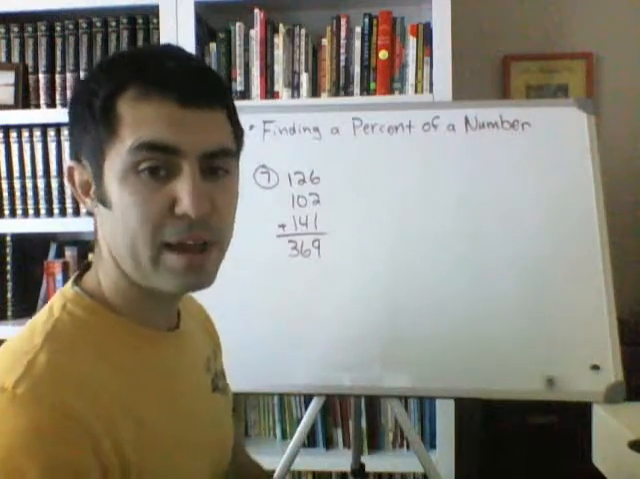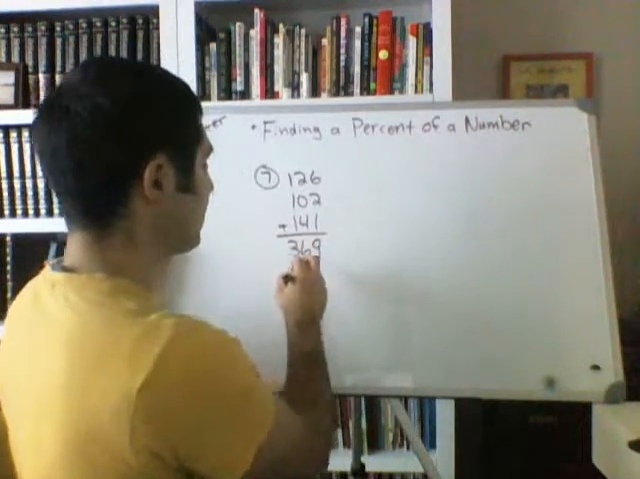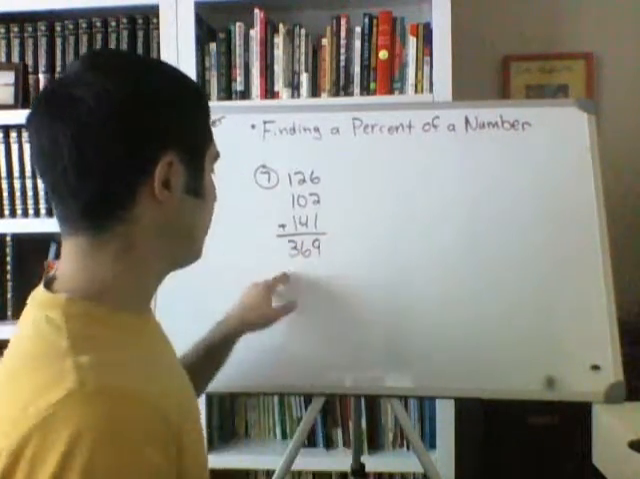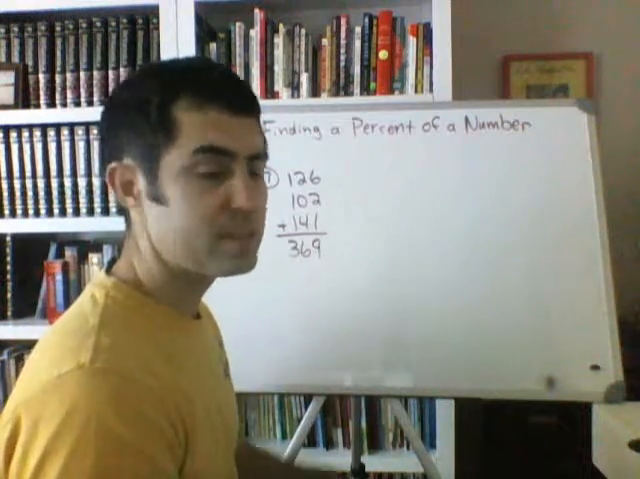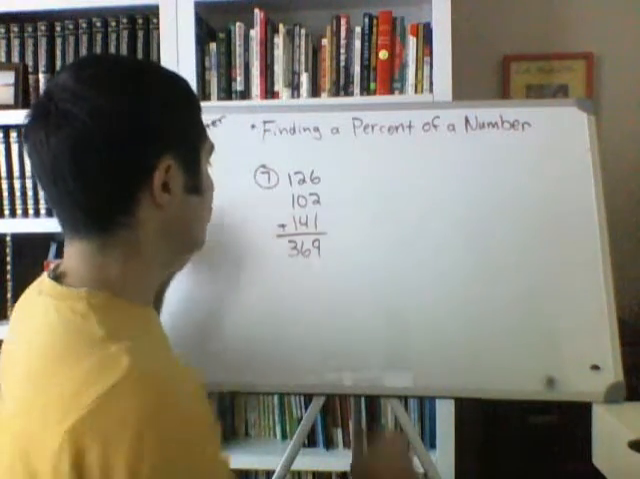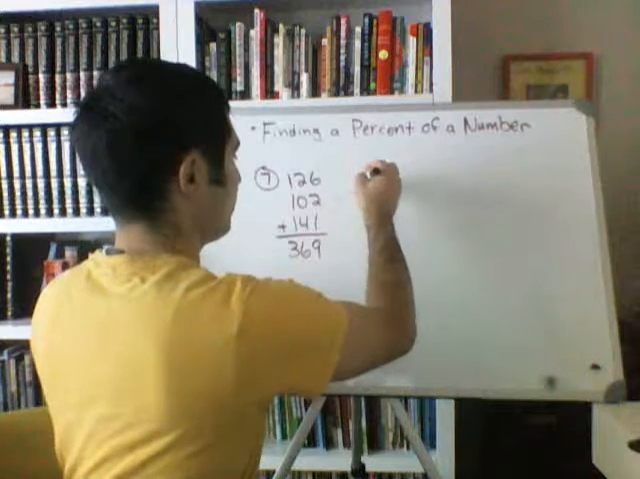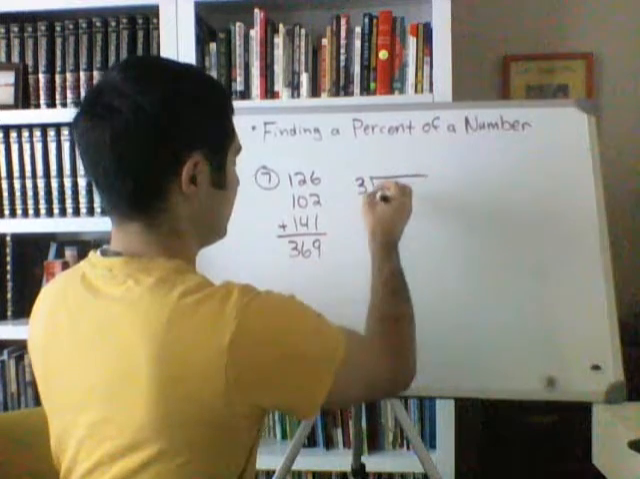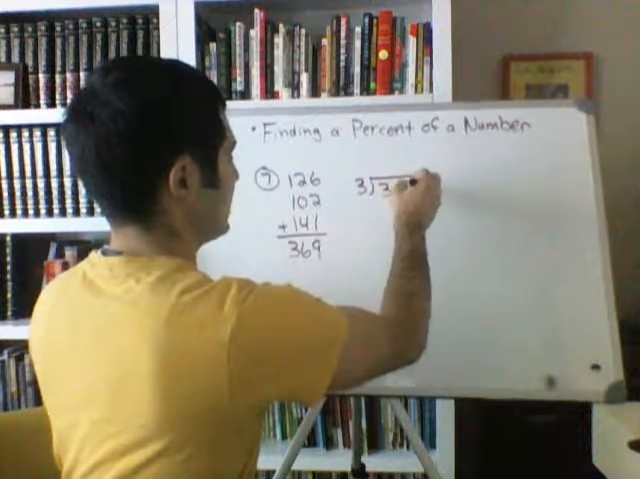Step 1, we've added them up. Step 2 is you take the number. He didn't bowl 369 in one game. That's not his average. That's just what he bowled for 3 games. So we're going to divide it by 3. We're going to take 369 divided by 3.